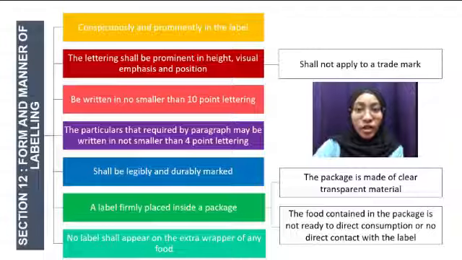Fifth, shall be legibly and durably marked. Then, a label firmly placed inside a package, if the package is transparent or has no direct contact with the label. And last, no label shall appear on the extra wrapper of any food.